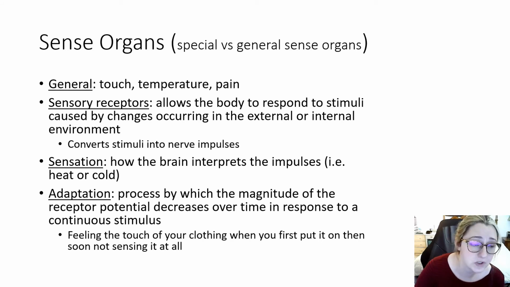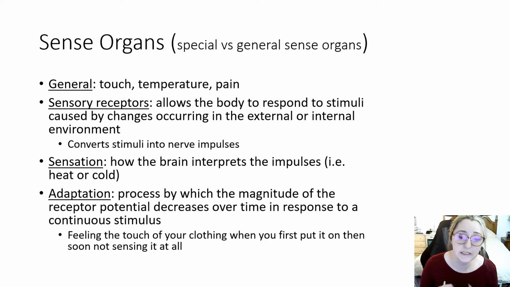First, we need to start by defining what a special sense is versus general senses. General senses are going to be things like touch, your ability to perceive temperature, and your ability to perceive pain. Sensory receptors, such as the various little nerves that you're going to find underneath your skin, are going to allow for your body to respond to stimuli from your external environment and then convert that into nerve impulses.